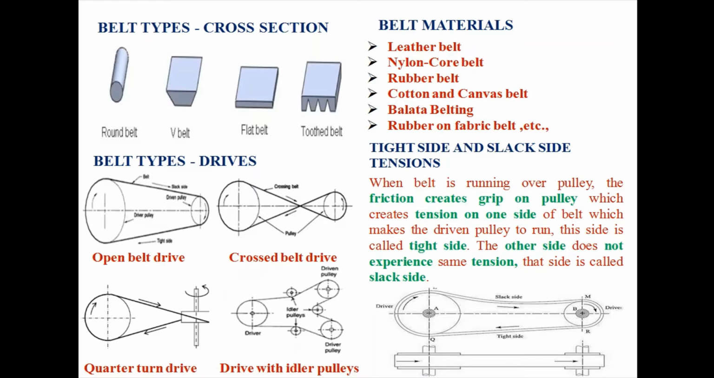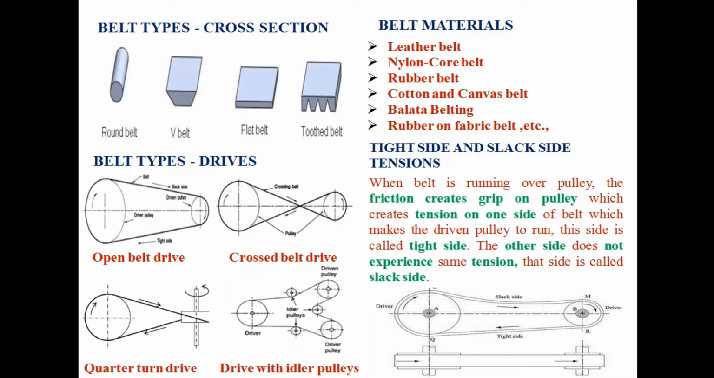So first, types of belt drives. There are four types of belt drive: open belt drive, crossed belt drive, quarter turn drive, and then drive with idler pulley. In open belt drive, both the pulleys rotate in the same direction. In crossed belt drive, one pulley is rotated in clockwise direction, another pulley is rotated in anti-clockwise direction. Quarter turn belt drive is used to transmit power between two perpendicular shafts. Next, drive with idler pulley. So it is used when more number of outputs is needed from the single input. So these are the types of belt drives.